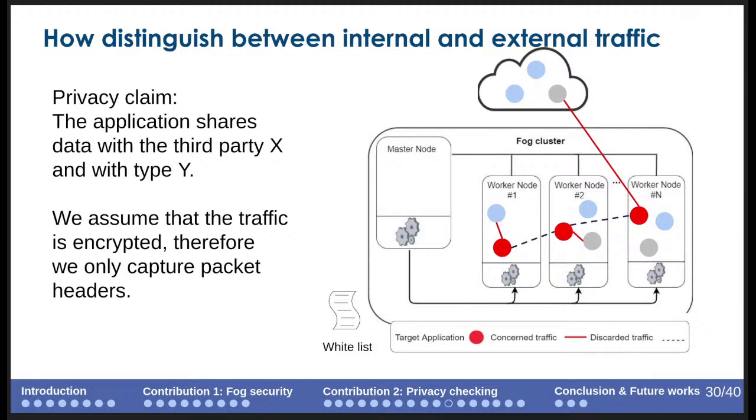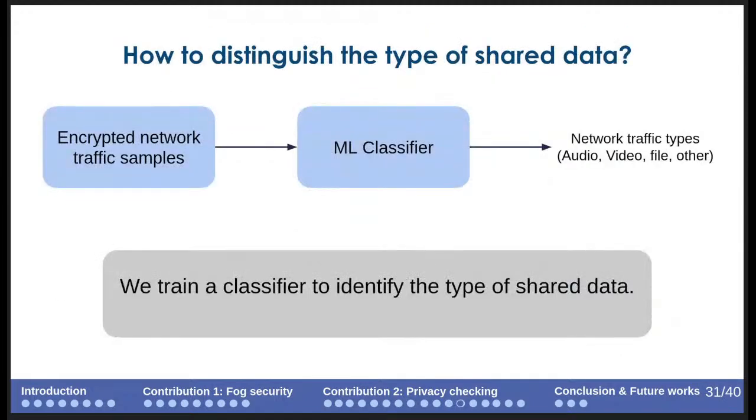So after we capture this data that is shared between our application and the rest of the world, we also need to understand the type of this shared data. To do that, we are going to use supervised machine learning techniques. So in fact, we provide the captured samples to a classifier. We are going to build a classifier, and at the output, we will be able to understand if the type of this shared data is audio, video, file, or other.